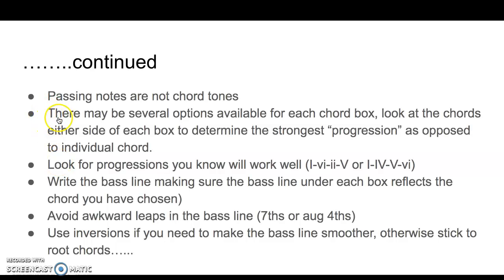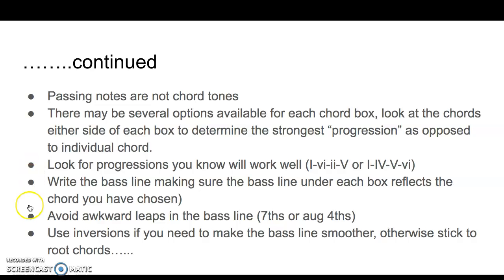As we just mentioned, there may be several options available for each chord. Look at the chords either side of each box to determine the strongest progression as opposed to individual chord. Look for progressions that will work well. For example, 1 6 2 5 or 1 4 5 6. And again, it keeps coming back to this thing. Don't think of each chord box in isolation. You're trying to write strong chord progressions here.